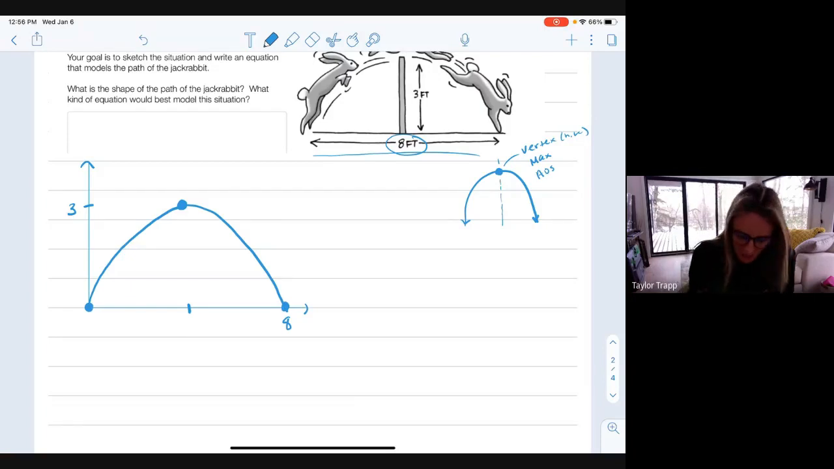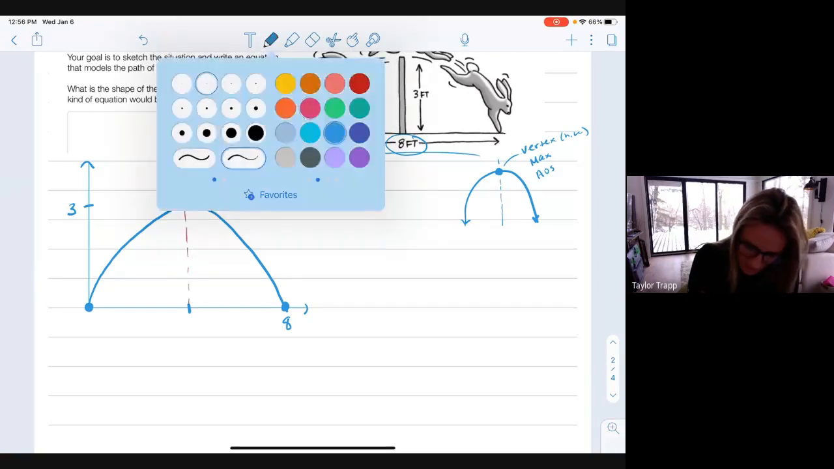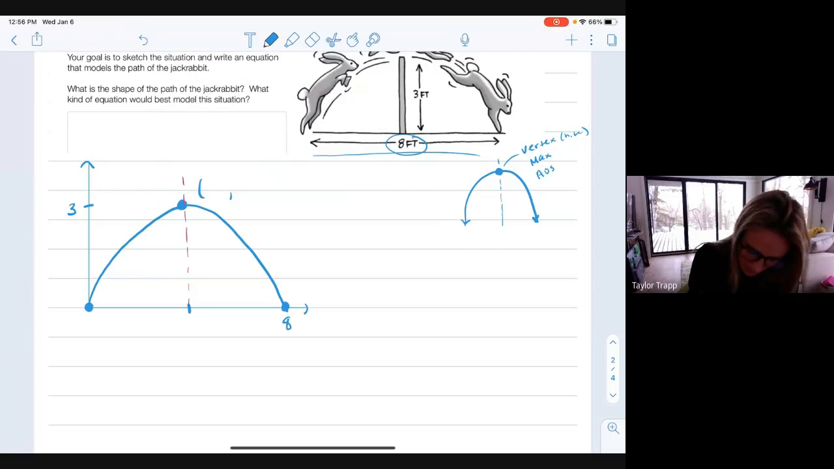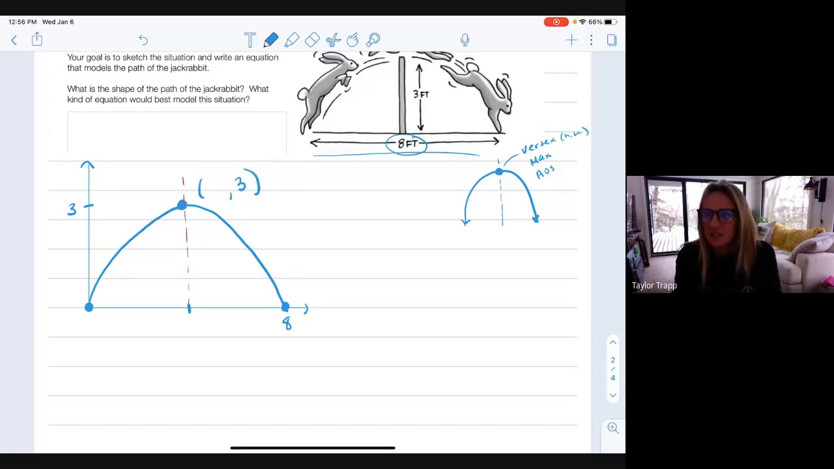Okay, so that vertex point, I've almost found it, right? That's my maximum point. That's my axis of symmetry. But I also need to know my H and K point. 3 is the K point because it's the height. But what about this point, right? What about the H? So that's always right in the middle. Okay, so that means that this number is going to be 4, which makes that 4.